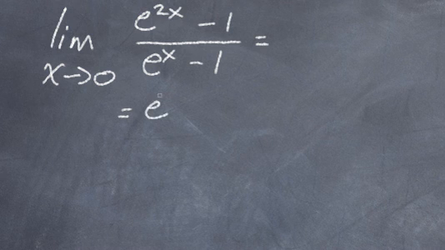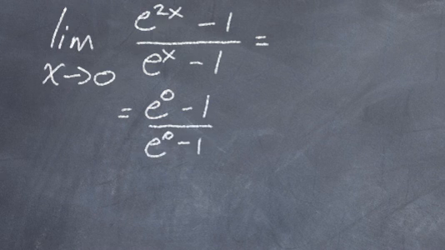So 2 times 0 is 0. Well, e to the 0 is 1, and 1 minus 1 is 0. And we get 0 on the bottom. So here it is, we're getting 0 over 0. So we need to try to factor this thing. There's a lot of different techniques that we've been dealing with when we end up getting 0 over 0. But I'll give you a hint, in this particular one here, we're going to be doing some factoring.